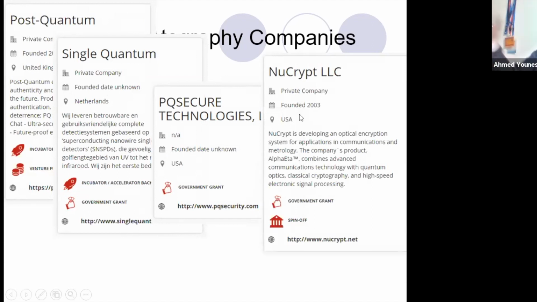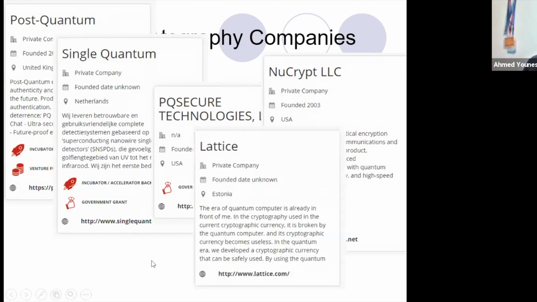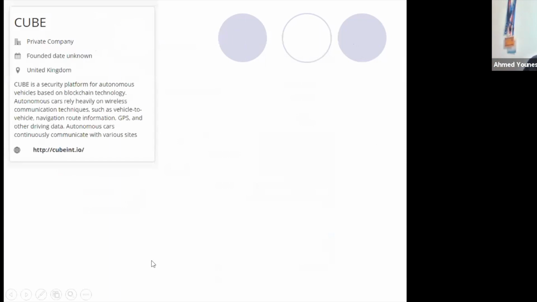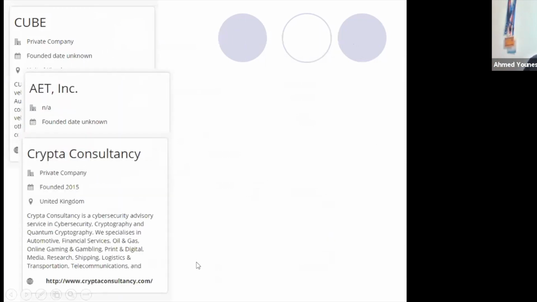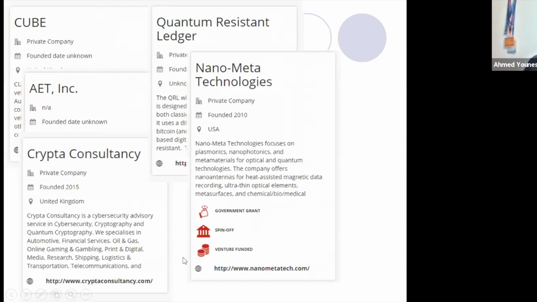If you are interested in cybersecurity or encryption, or in securing communication between two parties, I recommend you start working on quantum cryptography. Finally, here are some other companies. So this is a well-established industry.